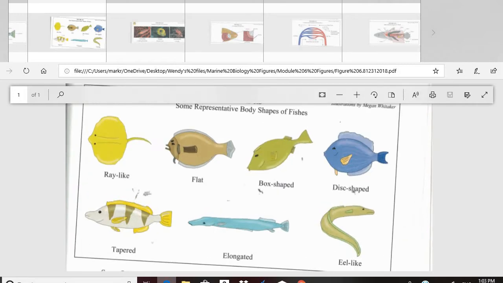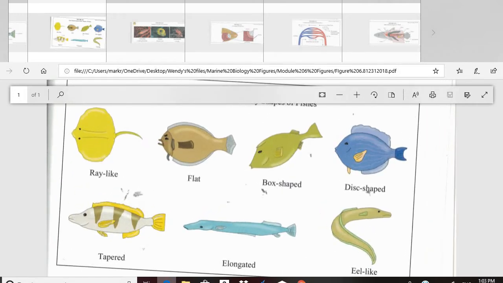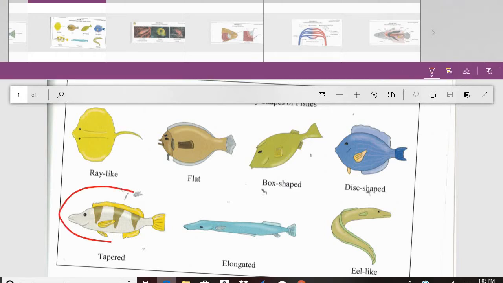The bony fish come in different shapes. You can see here seven different shapes. Something that is tapered, this type of fish would be able to move through the water really easily. Of these, this one is not a ray, but it's a bony fish shaped like a ray. So these would be more like bottom feeders. They would dwell on the bottom of the ocean.